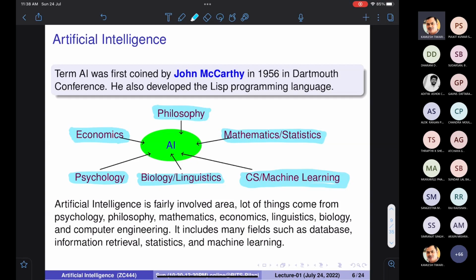Ethically, yes. Ishan is writing. Yes, sir. An ethically sound system is a must. So we bring ethics using psychology.